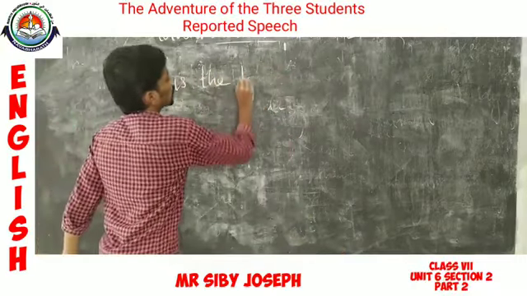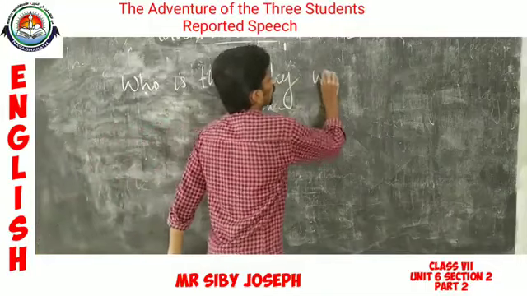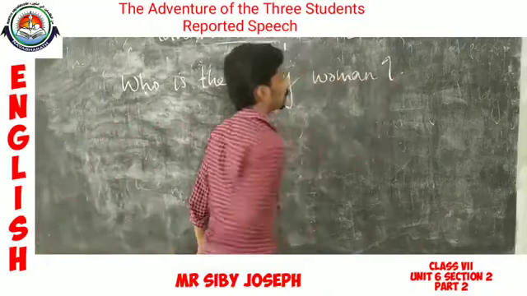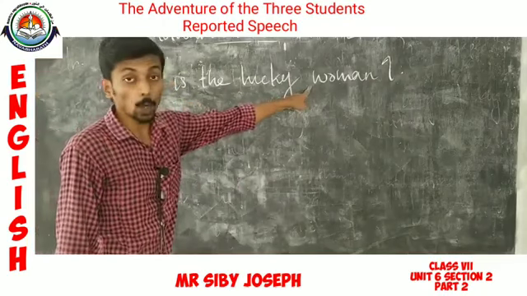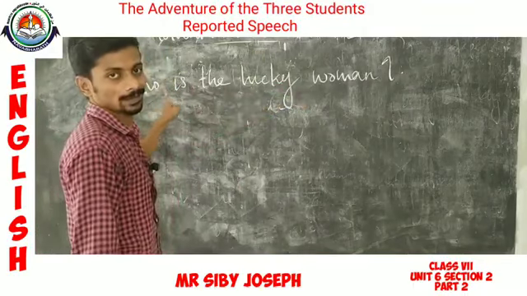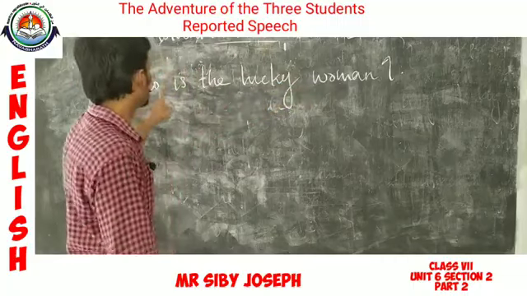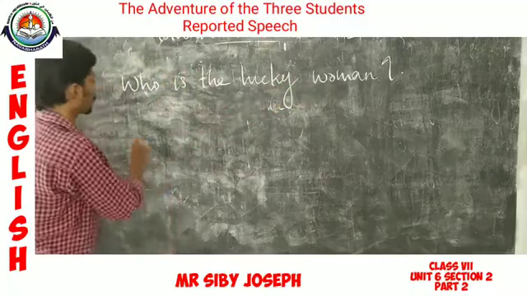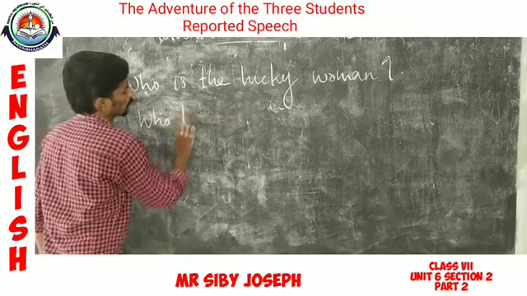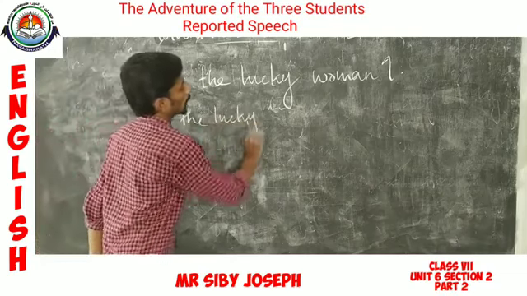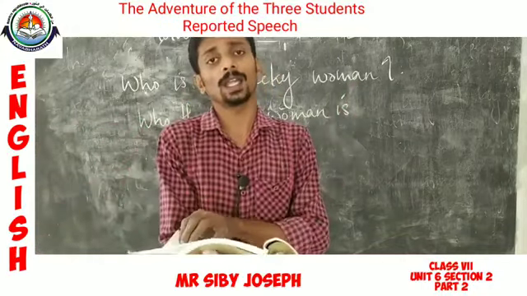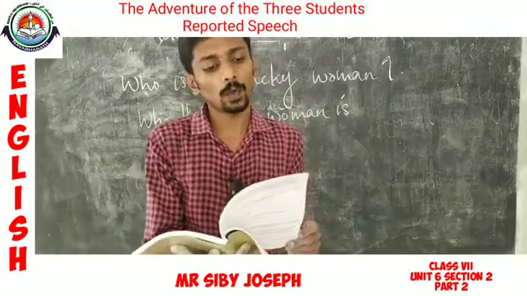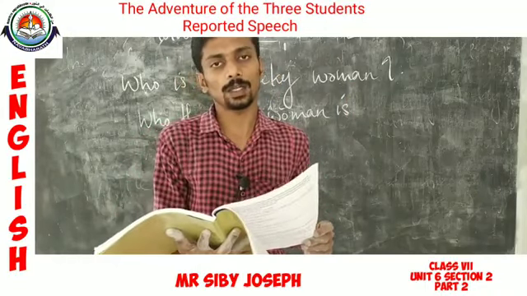Okay. So, we can take the first example. Who is the lucky woman? In converting indirect questions, the subject goes before the verb. Then how will the sentence be? Who the lucky woman is. In that way you have to change the other 4 questions into indirect speech, or reported speech.